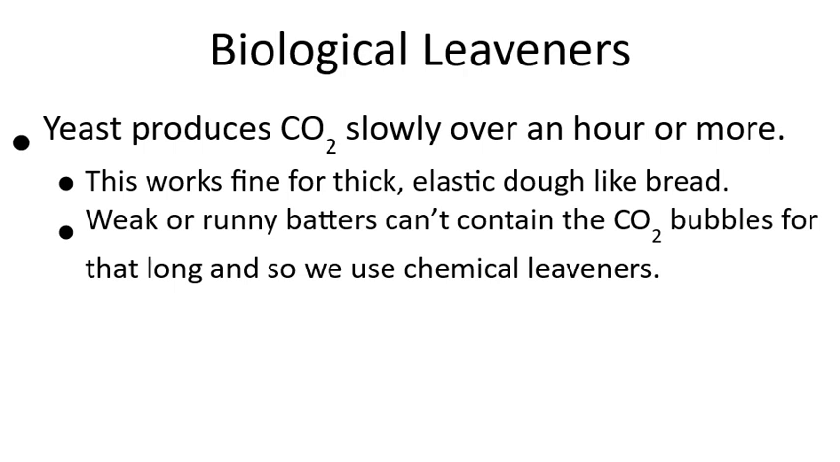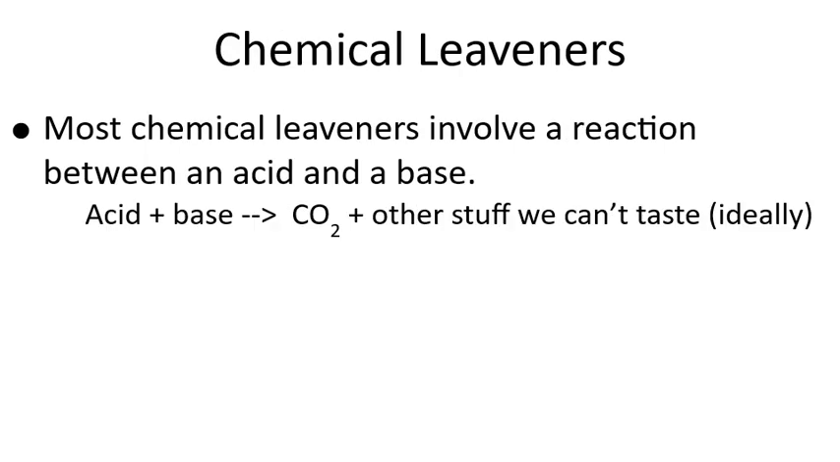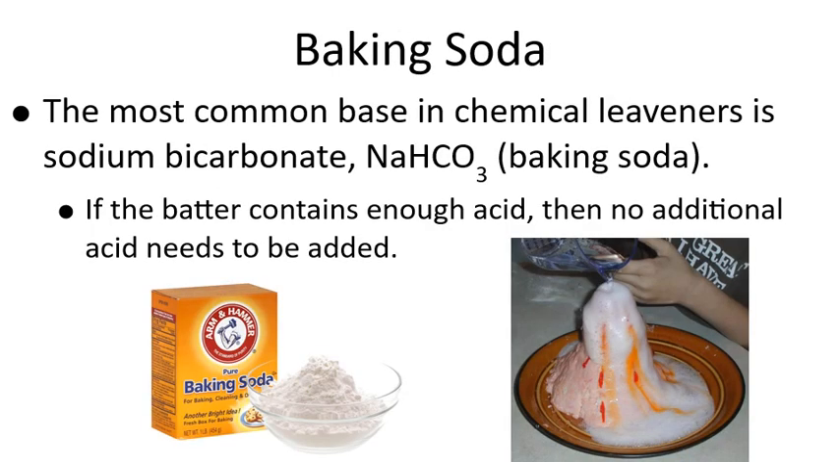Instead, we have to use chemical leaveners for these thinner batters. Chemical leaveners use a reaction between an acid and a base to generate water, carbon dioxide, and some other product or products that ideally we can't taste. The most common base we use as a chemical leavener is sodium bicarbonate, which we also call baking soda. When baking soda mixes with an acid, they react to produce water, carbon dioxide, and a salt in the same way that the classic volcano reaction between baking soda and vinegar does.